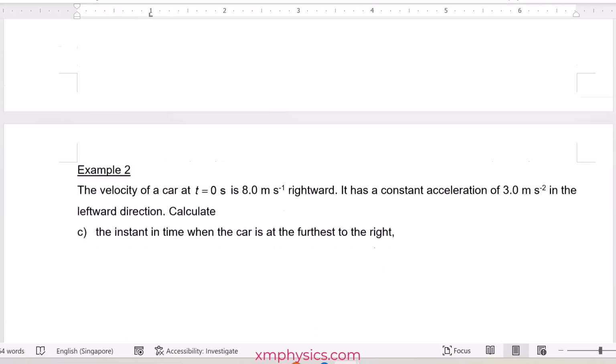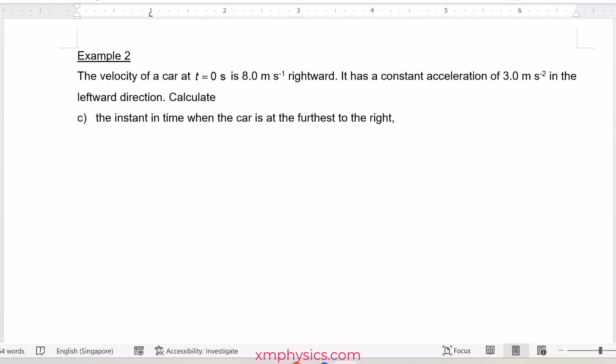Okay, let's look at the next one. So exactly when is the time instant when the car is at the furthest right position? Obviously, what we want to find is some kind of time. So is there something special about the velocity or displacement when the car is furthest to the right, at the extreme point? Do you realize that at the extreme point, the velocity must be 0?